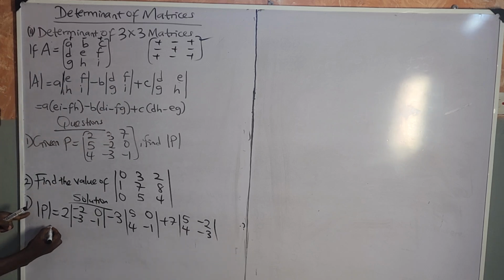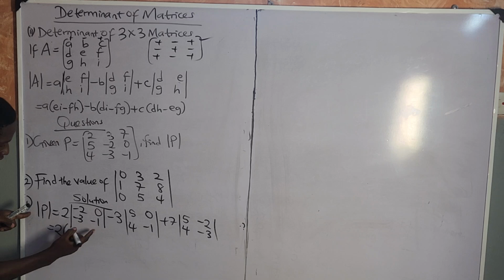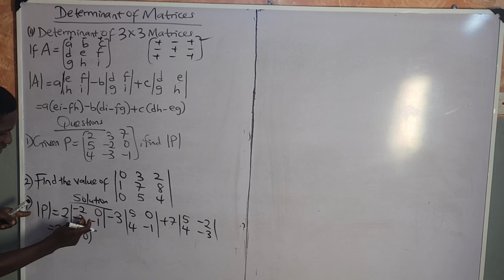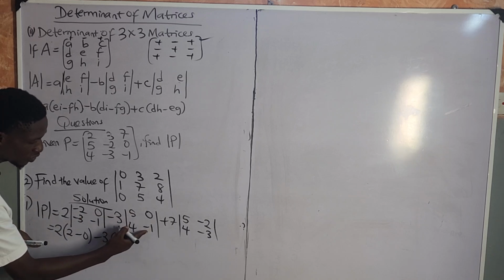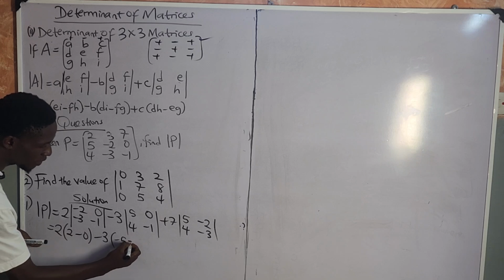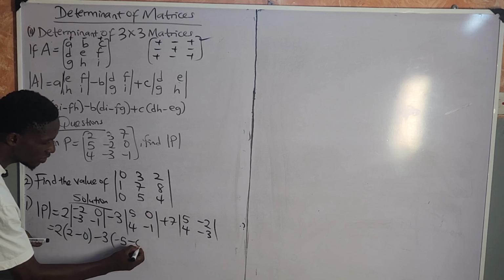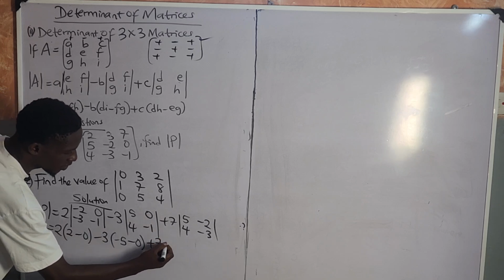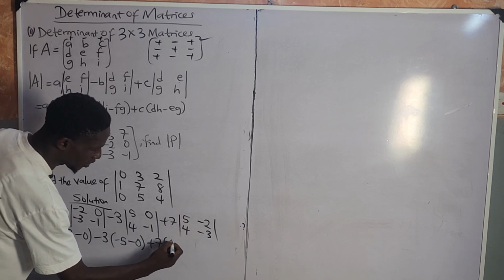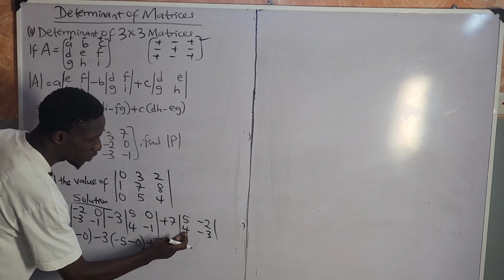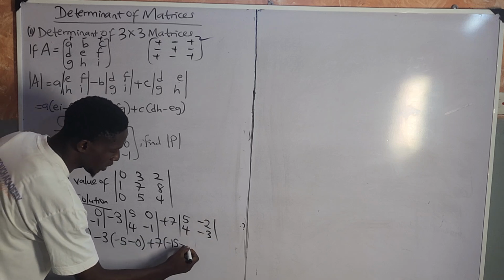So what does this thing mean? This is 2 brackets minus 2 times minus 1 is 2. Then minus 3 times 0 is 0. This times this minus this times this. Then there's minus 3 here. 5 times minus 1 is minus 5. Minus 4 times 0 is 0. Plus 7 brackets 5 times minus 3 is minus 15, minus 4 times minus 2 is minus 8.